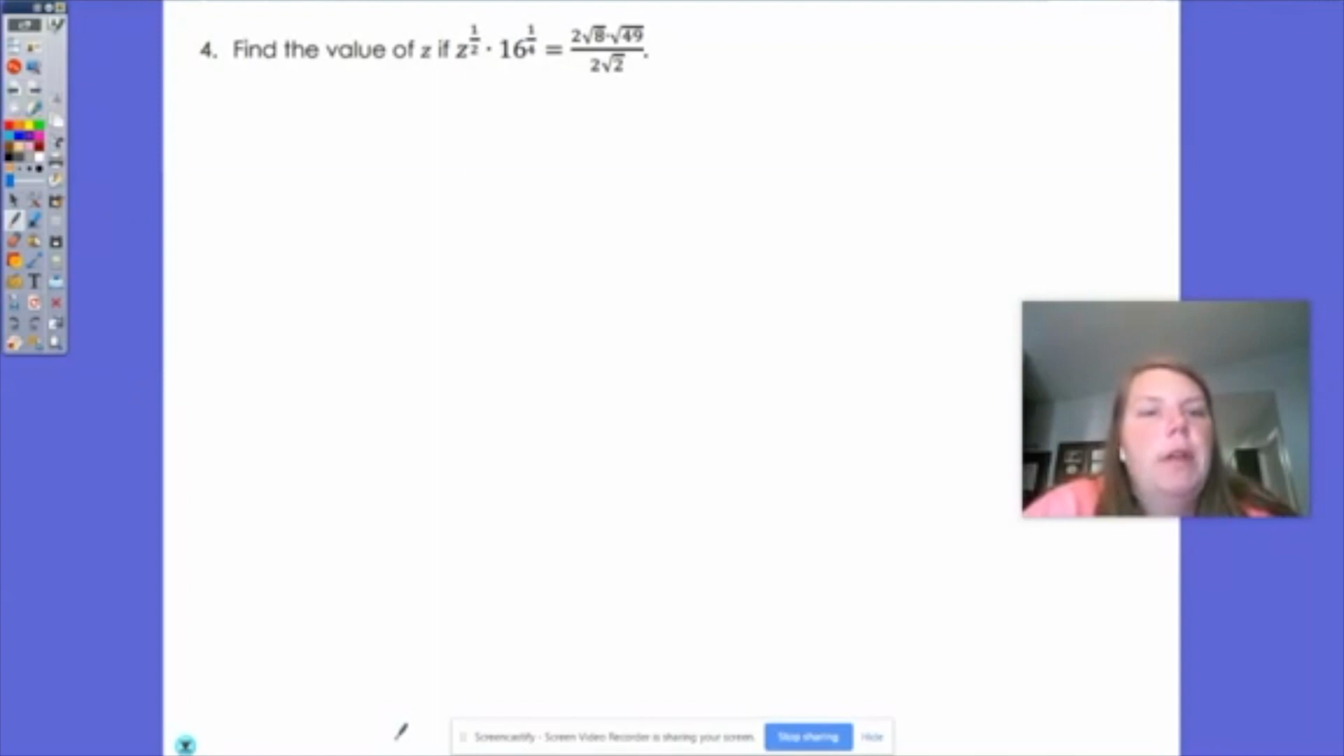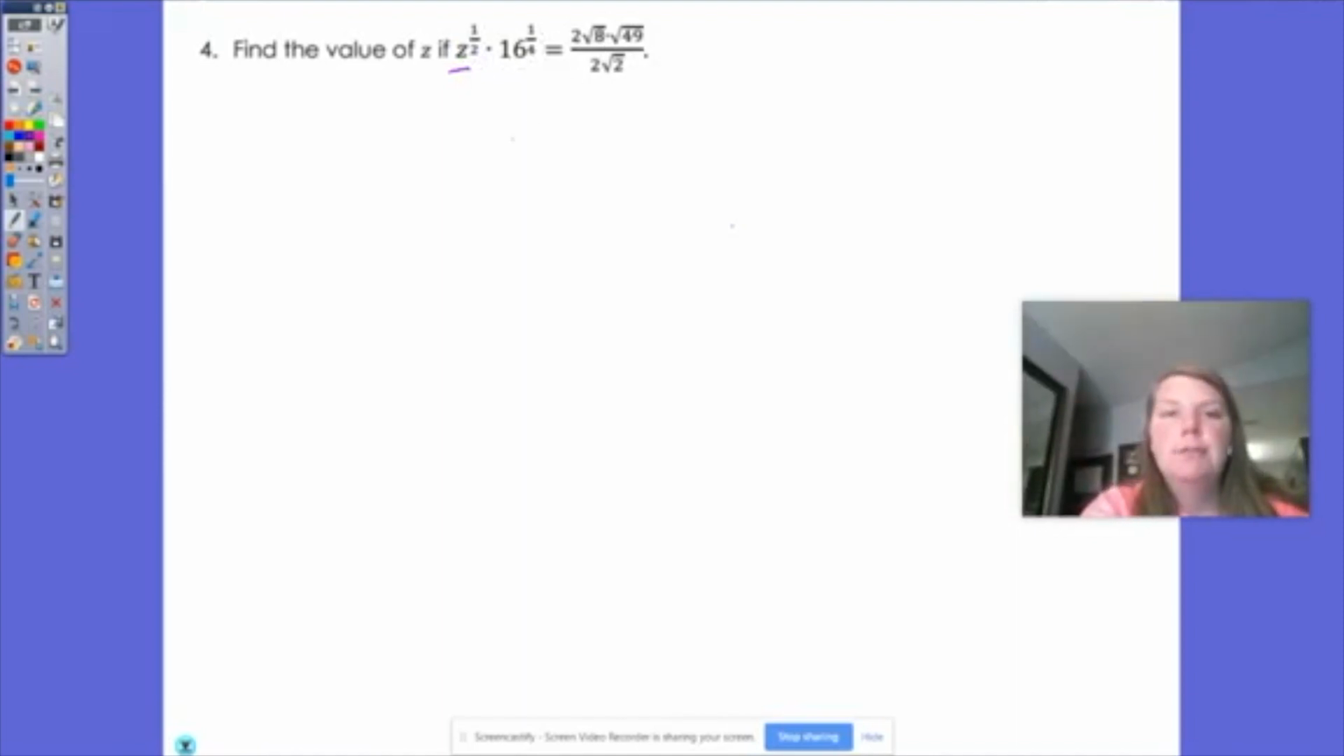Okay, the next one I want to look at is number 4. So we're trying to figure out what the z value is if we simplify both sides of these if we can. So let's first look at the right-hand side.